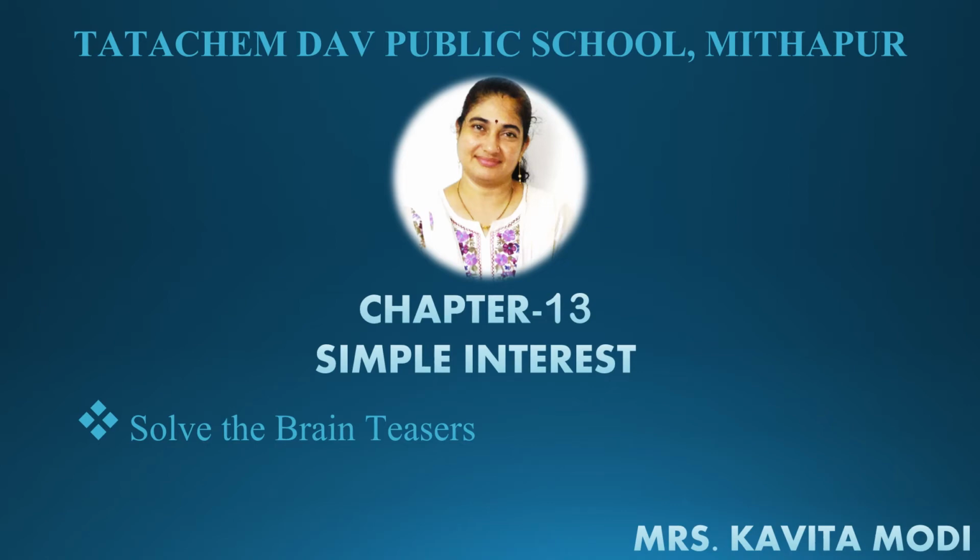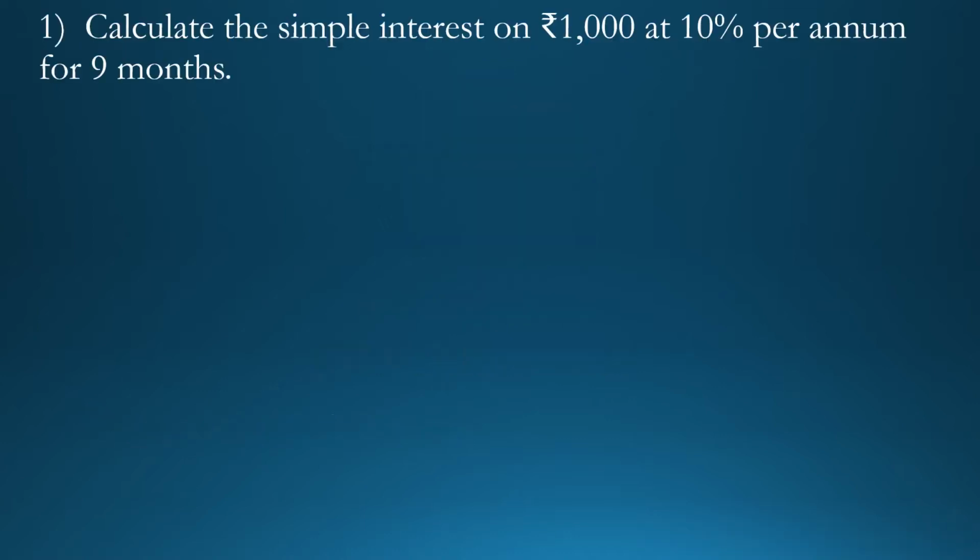Today we are going to continue chapter 13, Simple Interest. In this chapter, our topic is Solve the Brain Teasers. Question number 1. Calculate the simple interest on rupees 1000 at 10% per annum for 9 months.